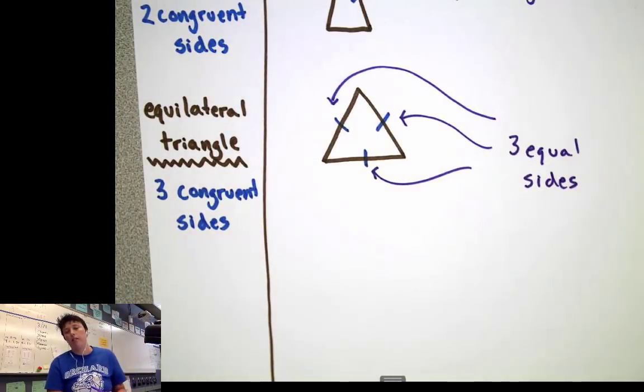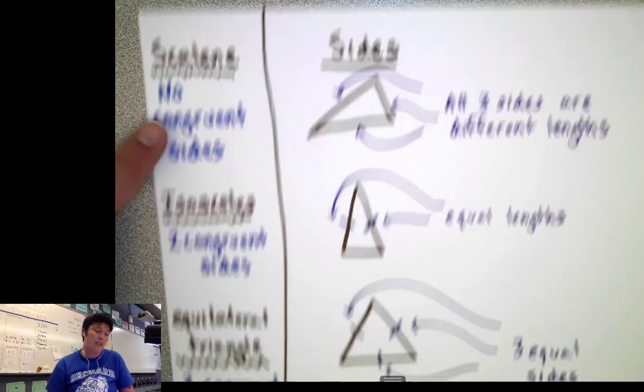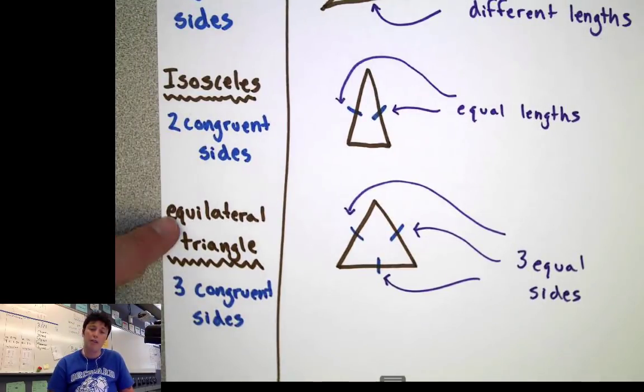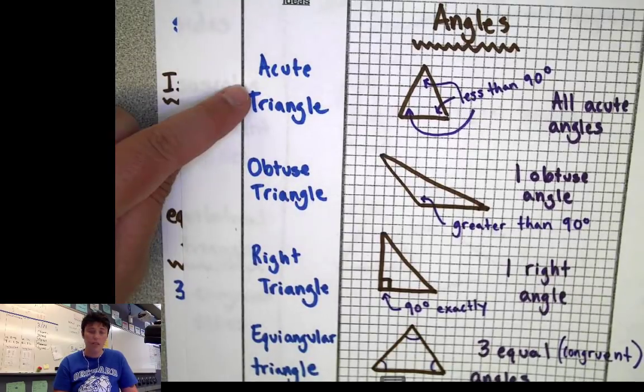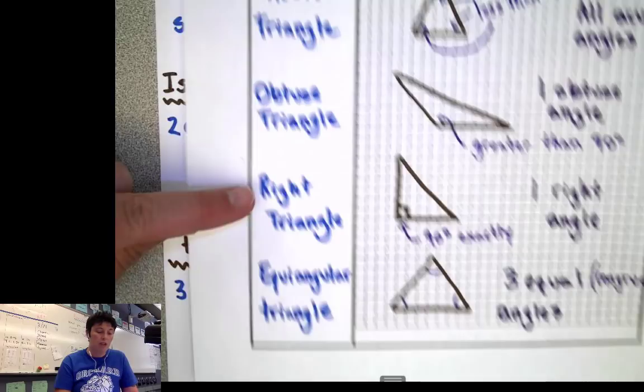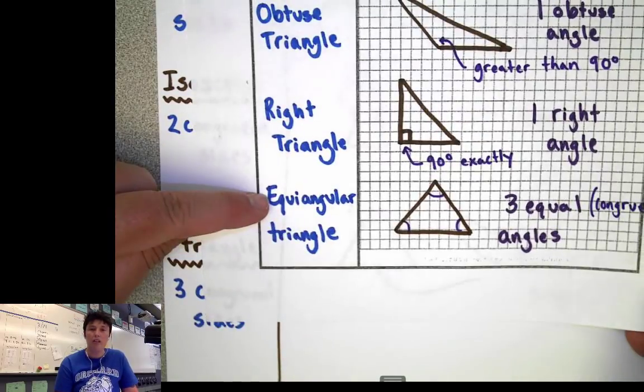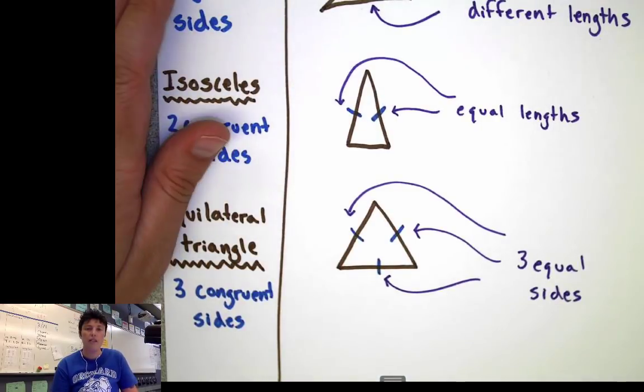So now you probably know way more than you ever thought you were going to know about triangles, but now you really know how to name them. So when you look at a triangle, you can make a decision. You can say, okay, is it scalene? Is it isosceles? Or is it equilateral? And then you can, on top of that, say, okay, is it acute? Is it obtuse? Is it right? Or is it equal angular? I mean, you can really go through and give it some good names.